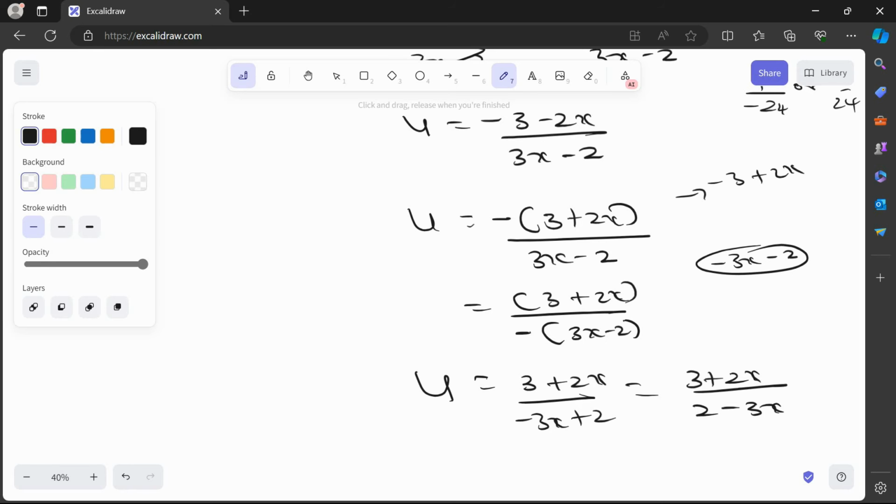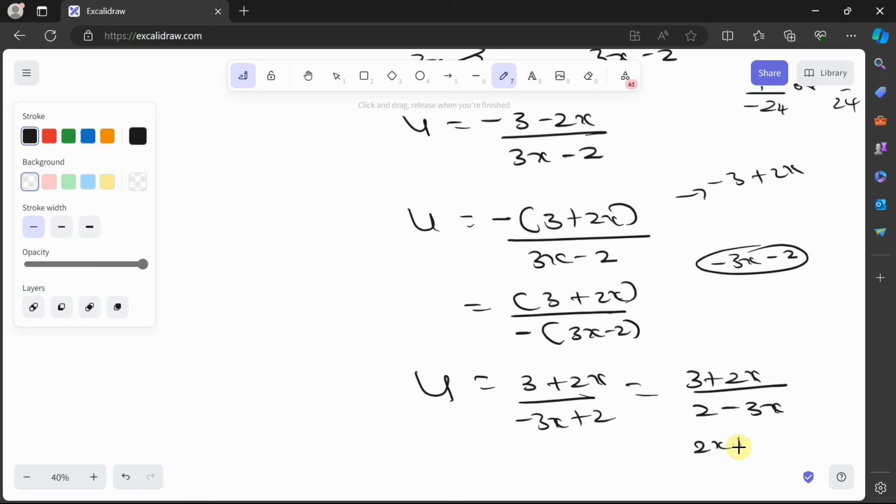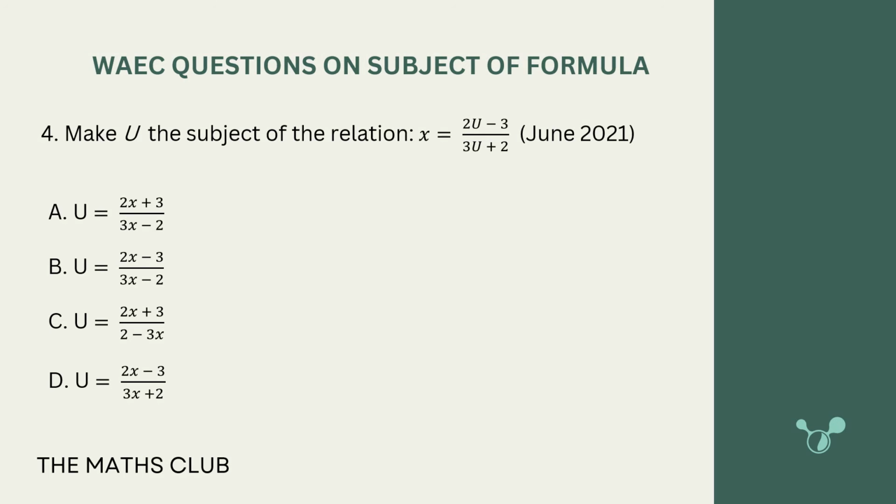Let's see if it's one of the options that we have. Okay, so we have the x come first. So let's just rewrite our answer. This would be 2x plus 3 all over 2 minus 3x. So this should be our u if we rearranged it. And if we check our options, that should be option C.